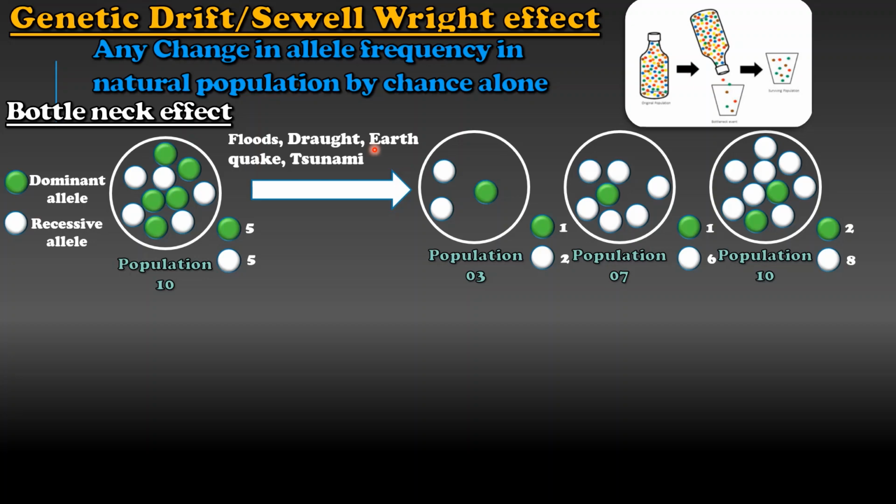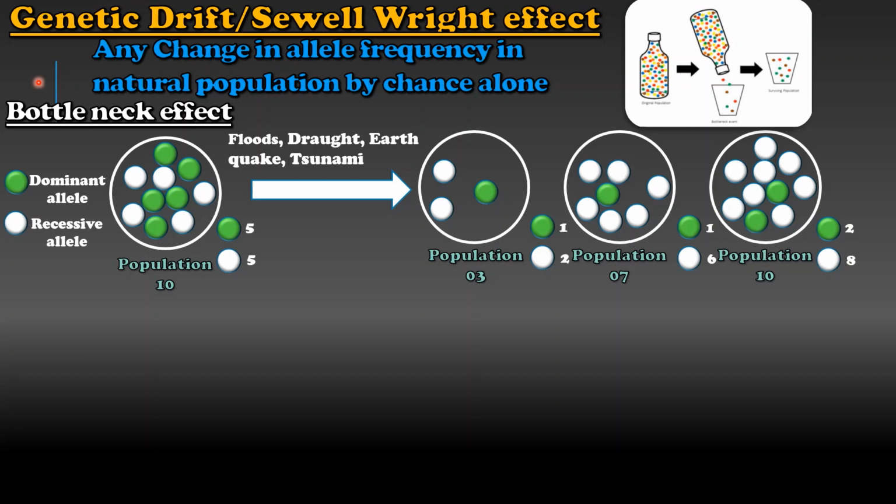So this is called the bottleneck effect. There is a change in allele frequencies due to these natural calamities. That is what is called genetic drift. So genetic drift occurs due to the first effect, that is the bottleneck effect.